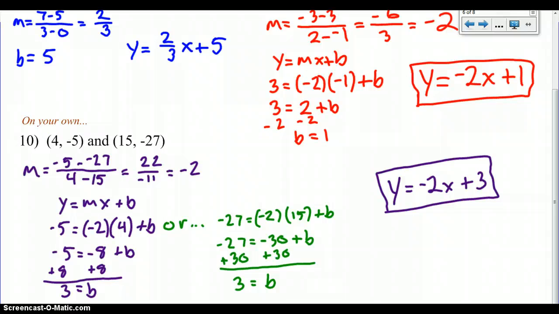Okay, welcome back. You can see my work for number 10 in front of you. You'll notice for demonstration purposes here, I went ahead and showed you first if you use the point 4, negative 5 to plug in, and then in green I used the point 15, negative 27. I mentioned this earlier, but it's worth repeating. It doesn't matter which point you choose. Either of the points will give you the same y-intercept. So either way, you get y equals negative 2x plus 3.